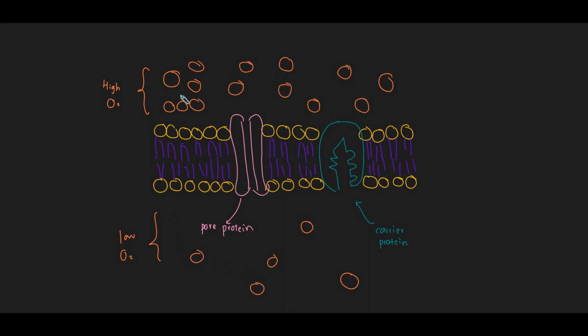What will happen is that the high concentration of oxygen will diffuse across the plasma membrane through the phospholipid bilayer to the intracellular matrix, because here we have a high concentration of oxygen and here we have a low concentration of oxygen. Therefore this process is known as diffusion.